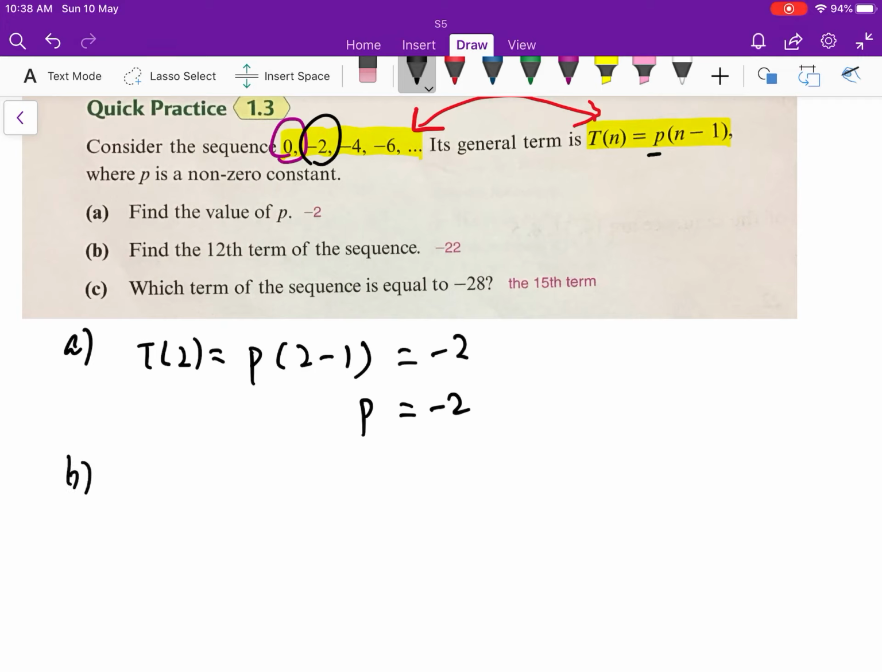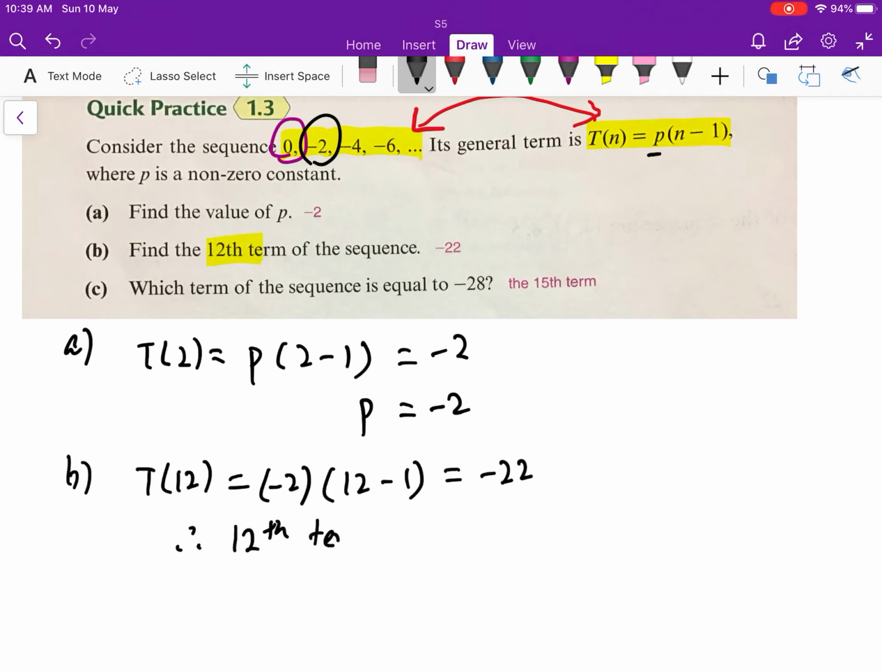Now we go to the B part. B part, find the 12th term, a specific term, easy. Do the substitution. P we already found is -2. Then this is T12, equal to what? Just use the calculator, or you can calculate by yourself. It's super easy. It's -22. Then answer the question, please: the 12th term is -22. Done. Now we go to the C part. C part asks you which term, where they don't tell you the position.